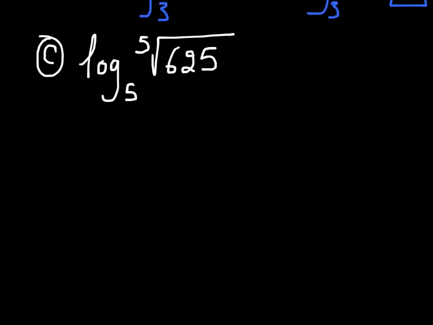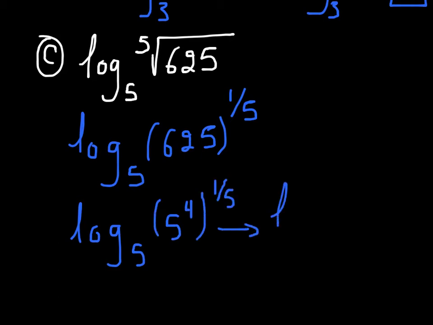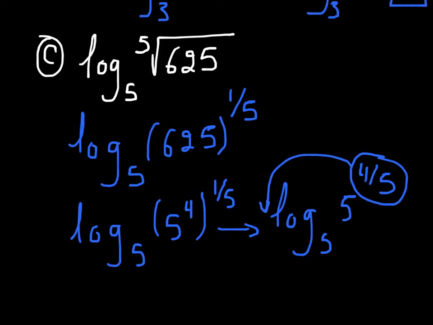Finally, for this problem, part C, I want you to change this to log base 5 of 625 to the 5th. Now 625 is 5 raised to the 4th, and so that will give us log base 5 of 5 to the 4th raised to the 1/5, which is the same thing as log base 5 of 5 to the 4/5. If you take the 4/5 and put it in the front, the answer will be 4/5 log base 5 of 5, which is 1, and the answer is simply 4/5.